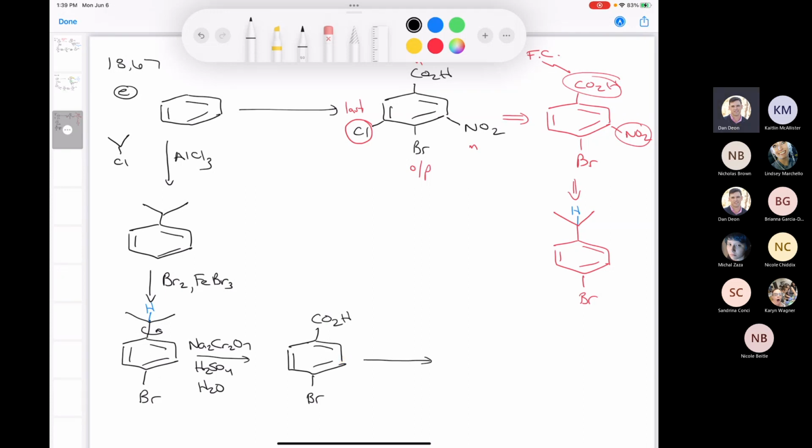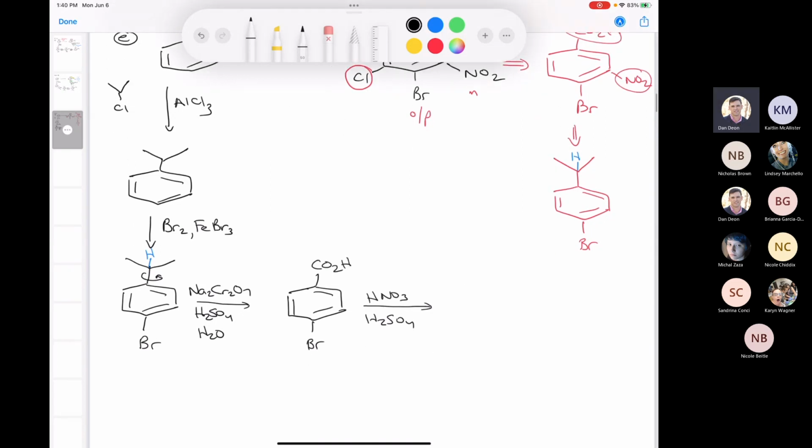I'm running out of space here, aren't I? So we'll do our nitration, nitric acid, sulfuric acid, mixed together. Good times for all. Right? Nothing like working with a mixture of dangerous acids. So now we have our nitro group installed.